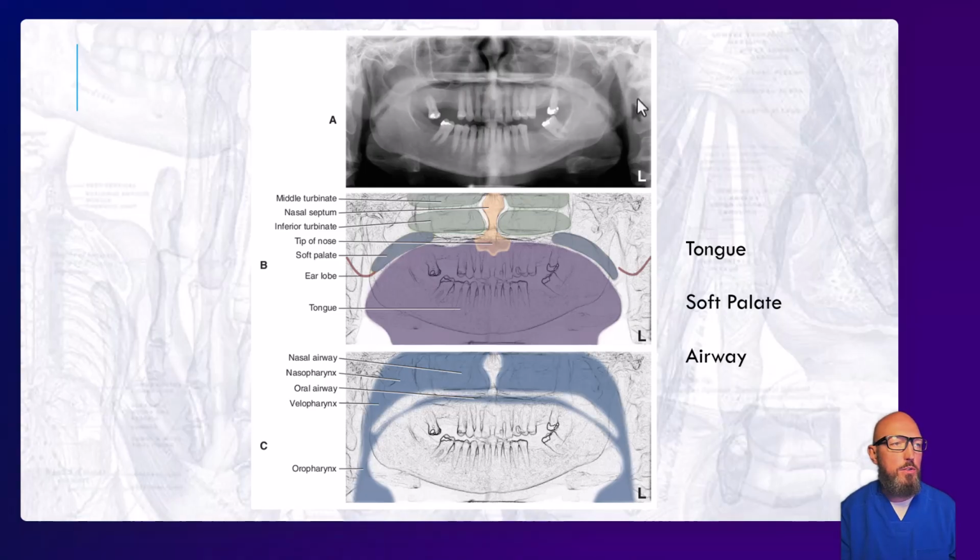Earlobe sometimes shows up superimposed where the uvula is. Usually it's further back though, but that confuses a lot of students. Sometimes you see it superimposed with the styloid processes.